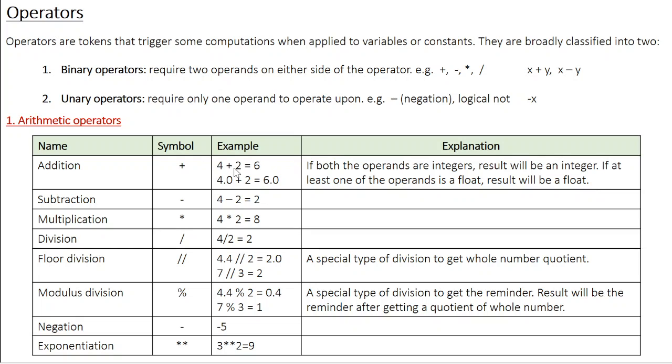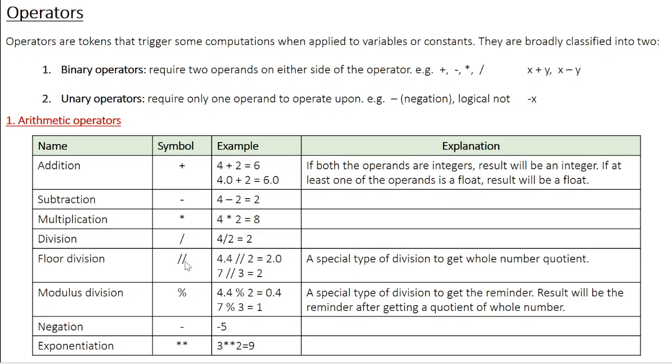So if you say 4 plus 2, since both 4 and 2 are integers, your answer will be 6, which is an integer. If you make 4 a float, since at least one of the operands is a float, your answer will be a float now, 6.0. So this is the only thing you have to remember here. Then you have 2 special types of divisions. First one is floor division. Second one is modulus division.